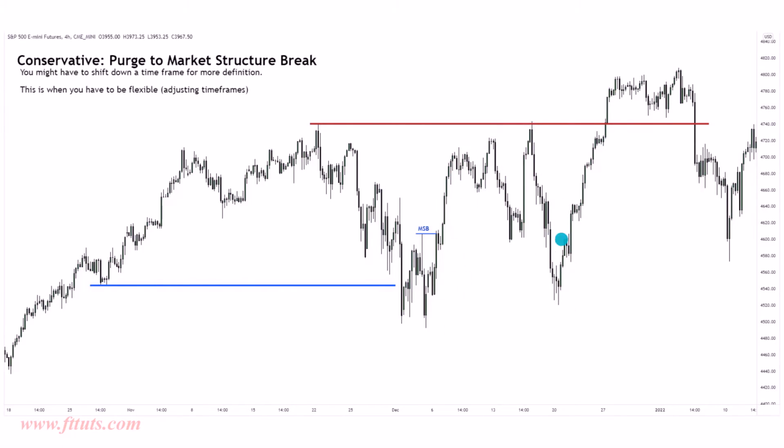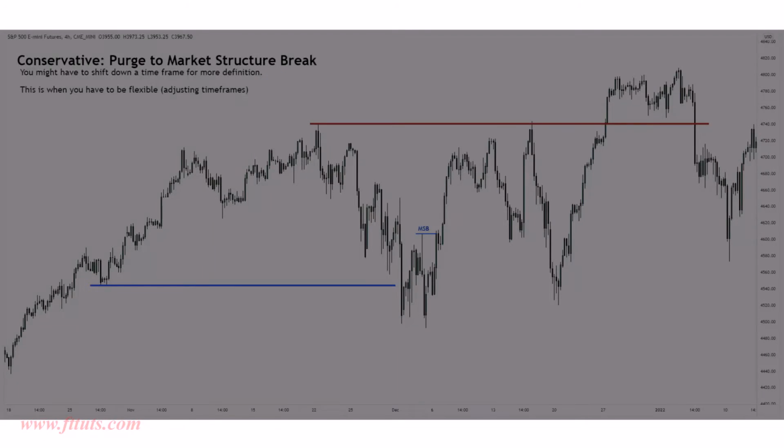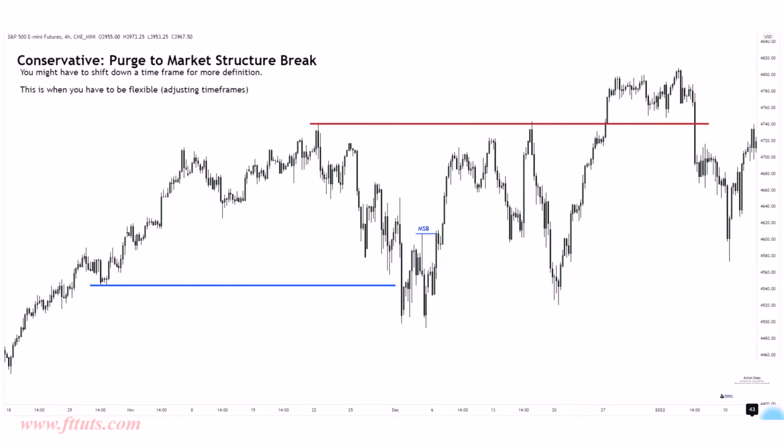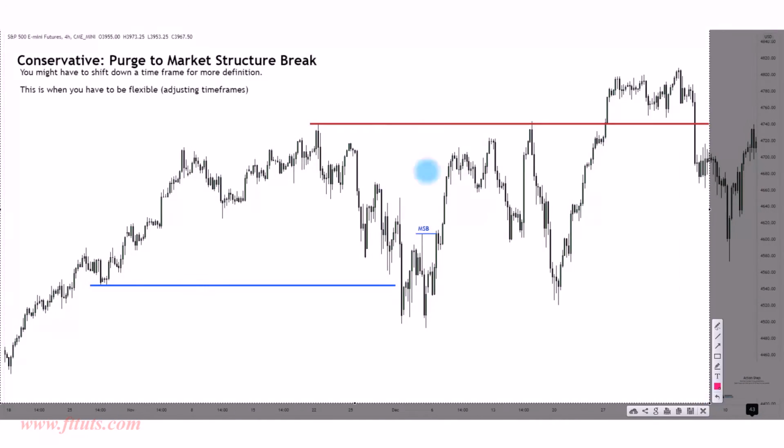And then you'll be waiting for an entire retracement. Okay, so real quick, I'm going to compare the aggressive to conservative here. So conservative, you're waiting for that market structure break, and then you're waiting for that full-on retracement. But the aggressive trader doesn't have to wait for that full-on retracement. As soon as the liquidity purge happens here, they can use an order block to enter on, which you can see here.